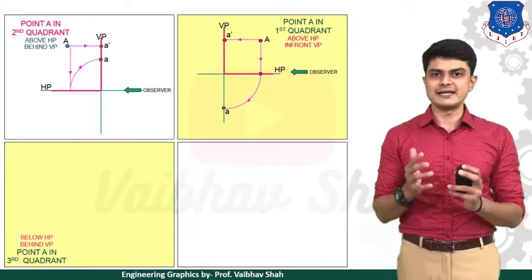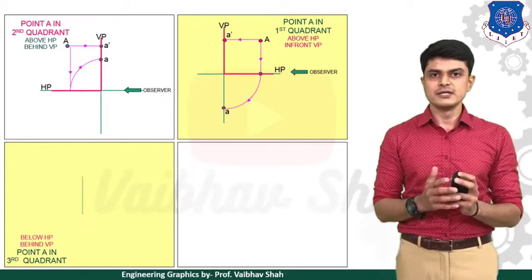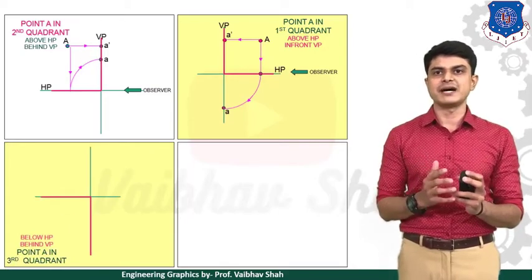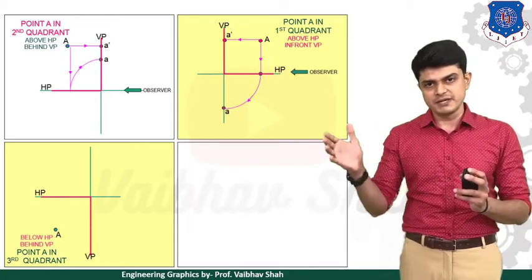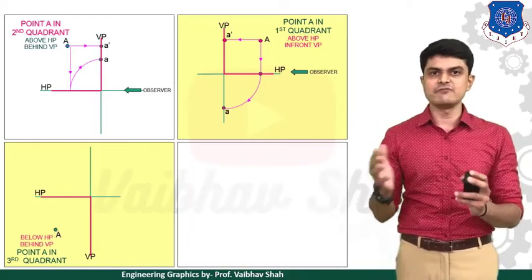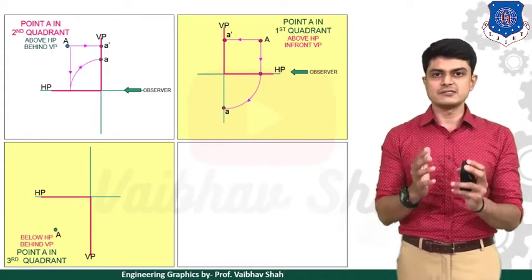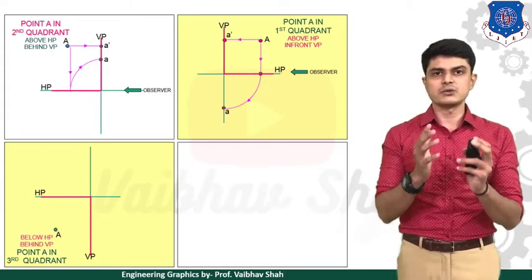Now let us move ahead and see the case for the third quadrant. First, let us understand what we mean by the third quadrant. The third quadrant means something like this: whenever your point is below HP and behind VP, it is known as a point in the third quadrant.